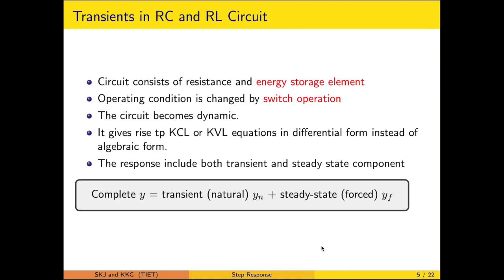The response has two components, transient and steady state. The transient response is also regarded as the natural response, which is decaying continuously and expected to vanish completely with the progress of time for a stable system, whereas the forced or the steady state response is due to the external source.